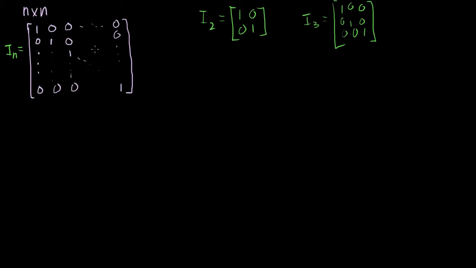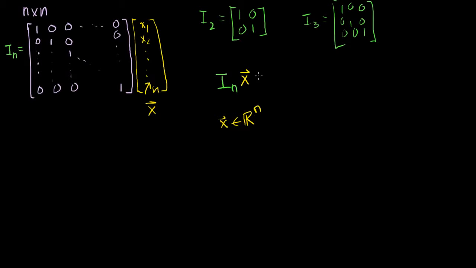Now, the neat thing about this identity matrix becomes evident when you multiply it times any vector. So we can multiply this times an n component vector, a member of Rn. Let's call this vector x. This is x1, x2, all the way down to xn. What is this going to be equal to? If I multiply my identity matrix, I sub n, times my vector x, where x is a member of Rn and has n components, what am I going to get?